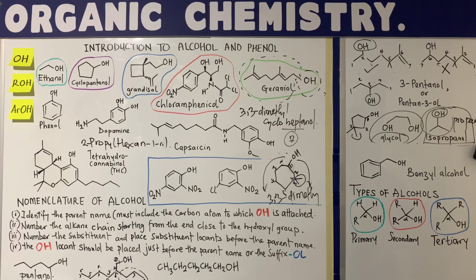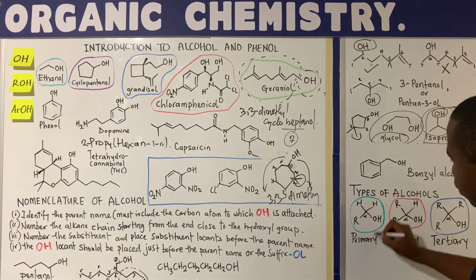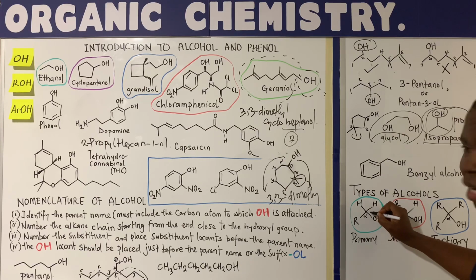Benzyl alcohol. So the next thing I'm going to talk about is types. We have different types of alcohol. Types of alcohols. So we can have the primary alcohol, the secondary alcohol, and the tertiary alcohol, just based on the alkyl groups that are connected to the carbon atom bearing the OH group. As you can see, this is the carbon atom bearing the OH group here. This is the OH group, and this carbon is called the alpha carbon because it's the carbon that is immediately next to the OH group.